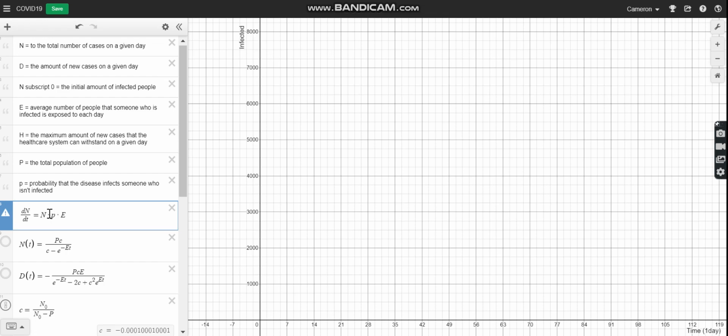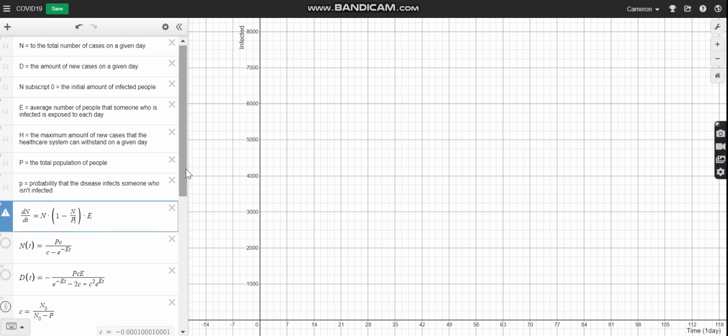Now, there are way too many terms right here, right? And we want it in just terms of n. And how are we going to do that? Well, we need to change this p. So we said that p is equal to the probability that the disease infects someone who isn't infected. Okay, so that basically means that we take 1 minus n, right? Now, remember, n is equal to the total number of cases over the whole entire population, okay? We're going to say that the whole entire population is the letter P, okay?